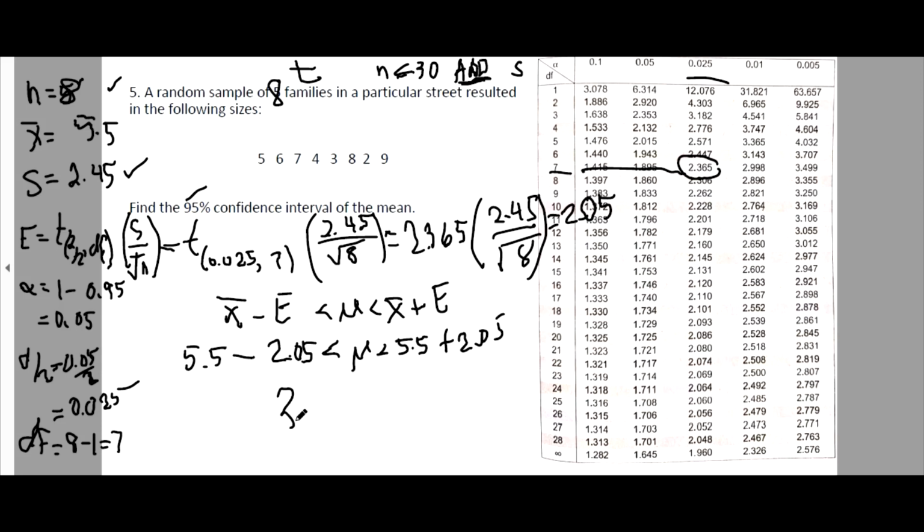Thus we have 3.45 as our lower limit, and our upper limit is 7.55. So this is our interval. Thus, one can be 95% confident that the population mean of the family size is between 3.45 and 7.55 based on a sample of 8 families.